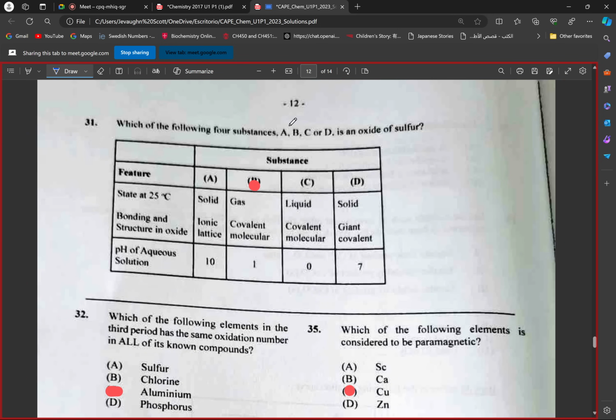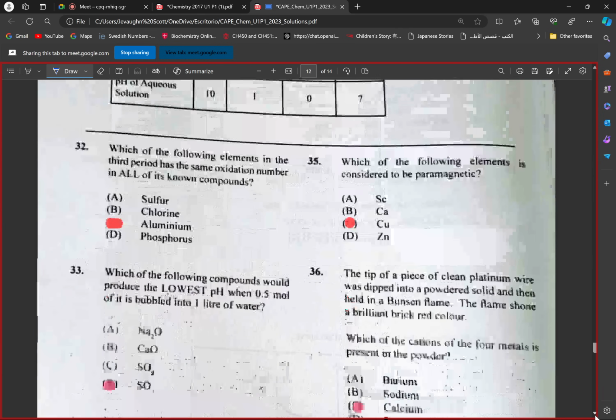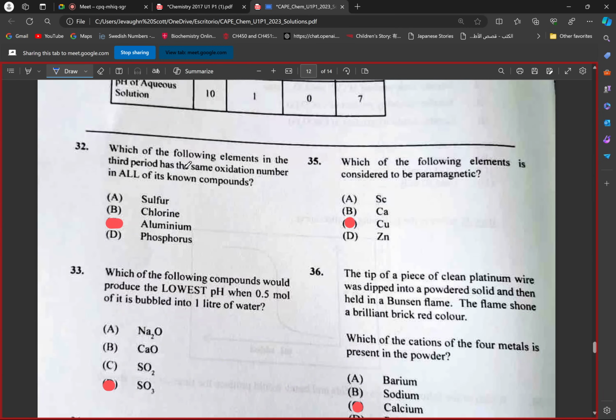Question 31: Which of the following four substances A, B, C, and D is an oxide of sulfur? The sulfur oxide is going to be a gas. Covalent molecular is going to be an acidic gas. 32: Which of the following elements in the third period will have the same oxidation number in all of its known compounds? It's going to be aluminium.